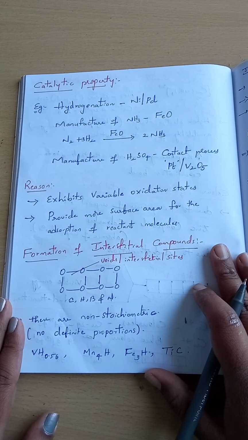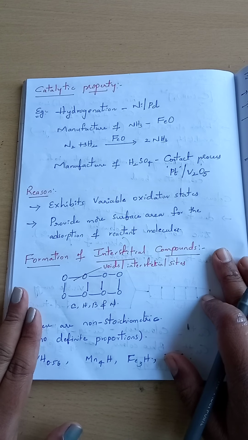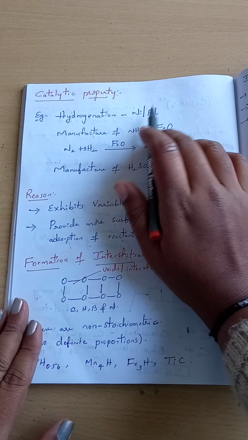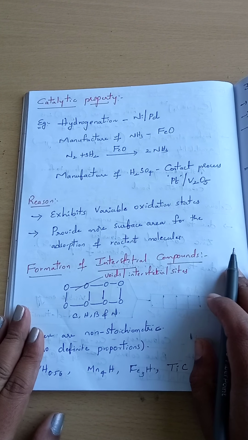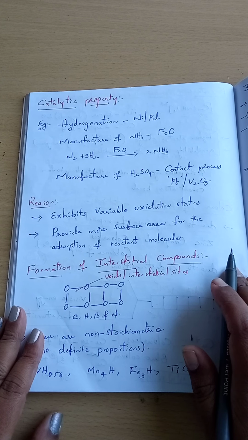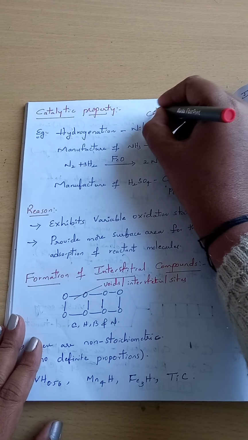Hi everyone. In this video I am going to continue with the topic that is D and F block elements. So another property related to D block elements is catalytic property. In the last video we have seen a few general properties of D block elements. Another most important property of D block elements is catalytic property. That means they can act as catalyst.